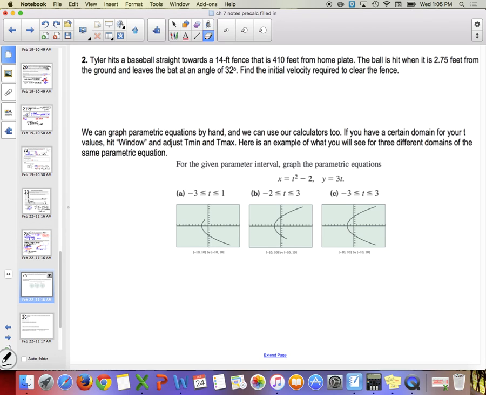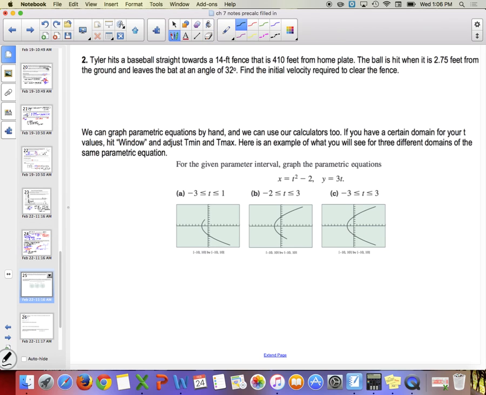All right, so Tyler hits a baseball straight towards a 14-foot fence that's 410 feet from home plate. The ball is hit when it's 2.75 feet from the ground. So in baseball, you don't hit it off the ground, right? And it leaves the bat at an angle of 32 degrees. Find the initial velocity required to clear the fence. Okay, it's a little bit harder.